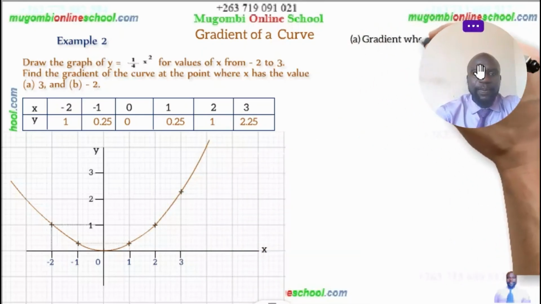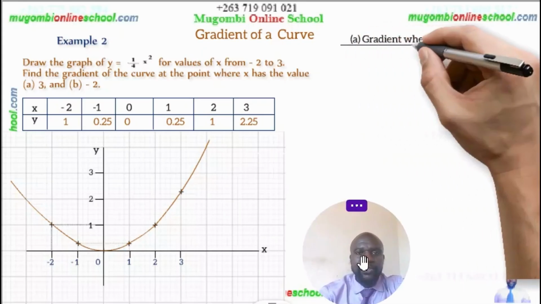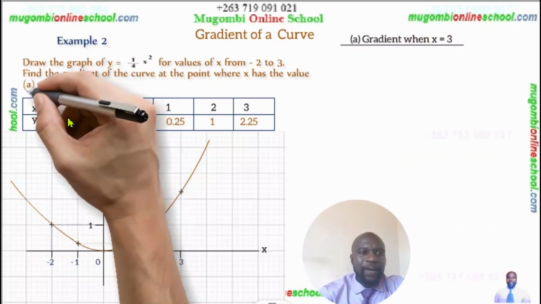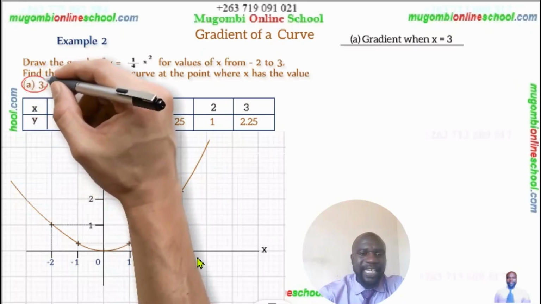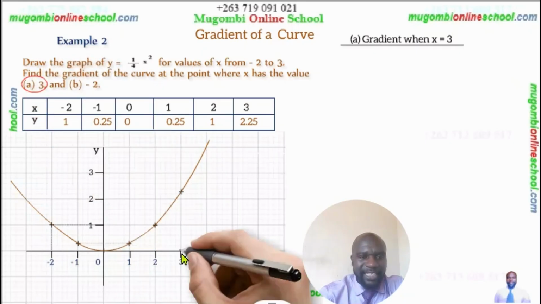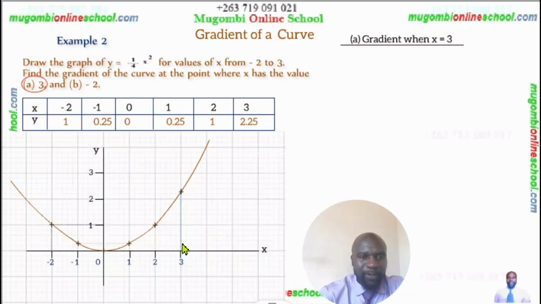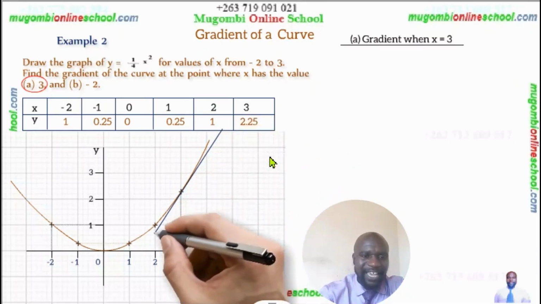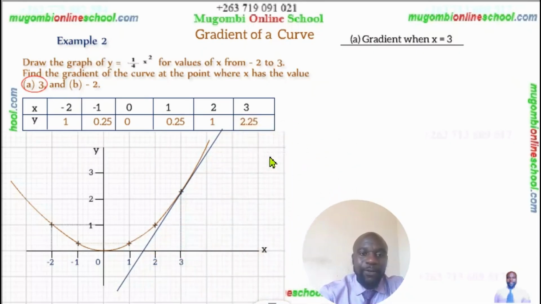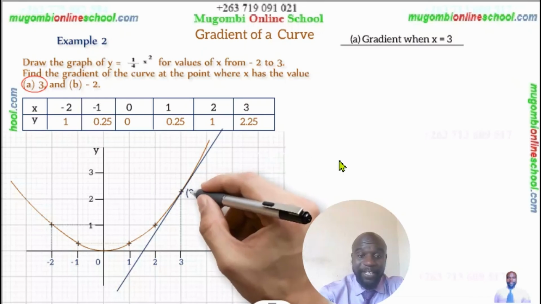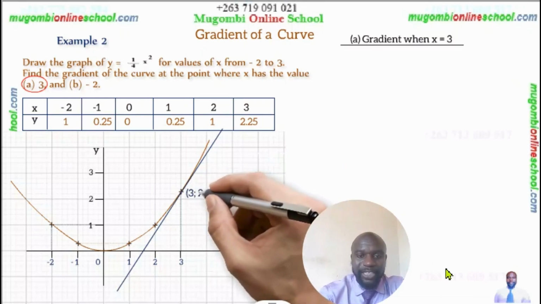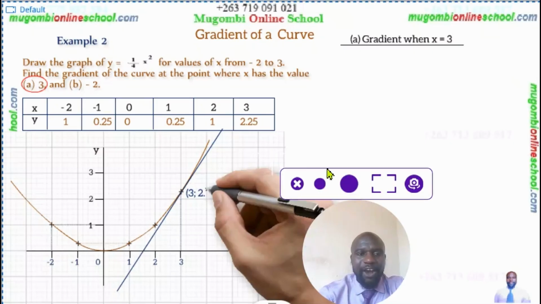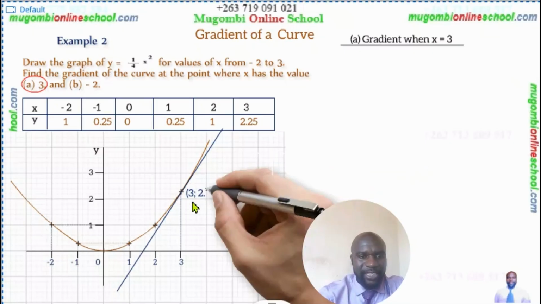Then from this point, you are required to calculate the gradient when x is equal to 3. So when x is equal to 3, you go to x equals 3, then you move until you touch your curve. Then you draw a tangent which touches the curve. The tangent must not cross the curve. This is very, very careful. Then our sure point is this one, which is 3, 2.25.